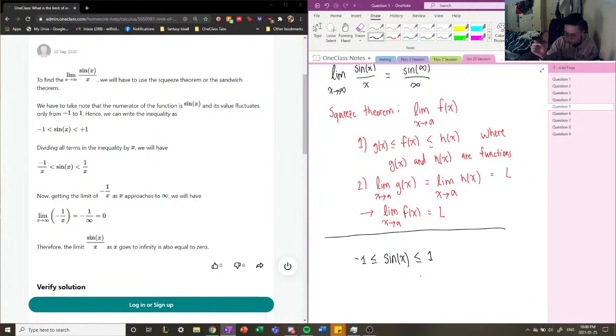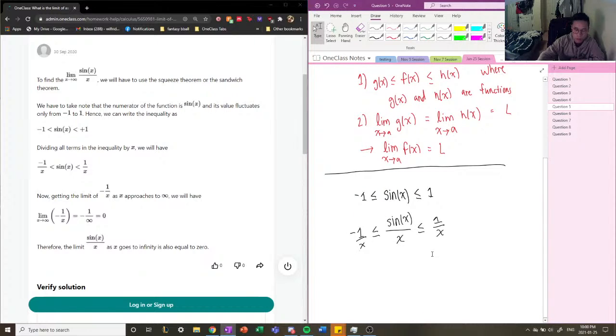The sine function is always between 1 and -1, right? But we've just defined functions as -1 and 1, right? So now our original function is sandwiched, okay? So now to manipulate this inequality to get our actual function, we're going to divide all sides by x. So if I divide all sides by x, then we see here that sine x divided by x is also sandwiched between -1 over x and 1 over x.